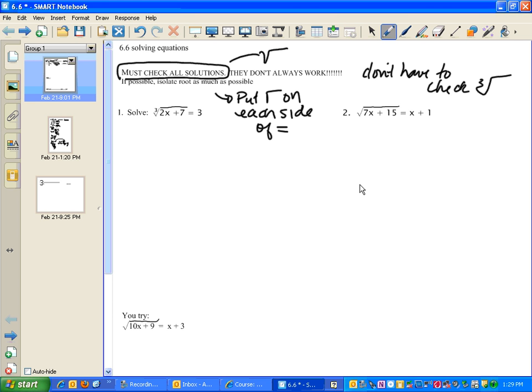I cube the side, right? The entire side. So I'm going to cube this side, and I'm going to cube this side. So that tells me that 2x plus 7 now is equal to 27, because that's what 3 cubed is. And now we solve. 2x is equal to 20, so x is equal to? It's a cubic root. Do I have to check this answer? No.